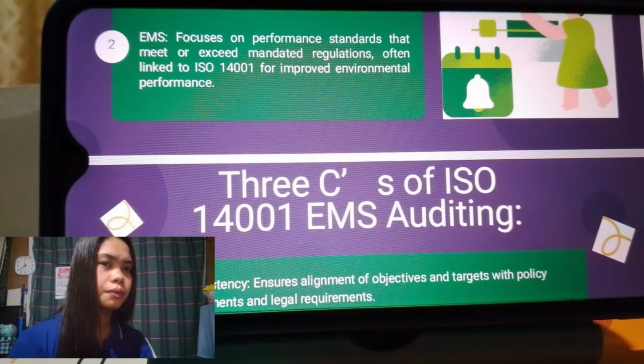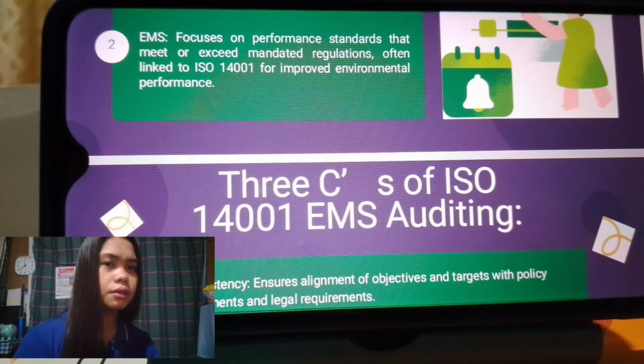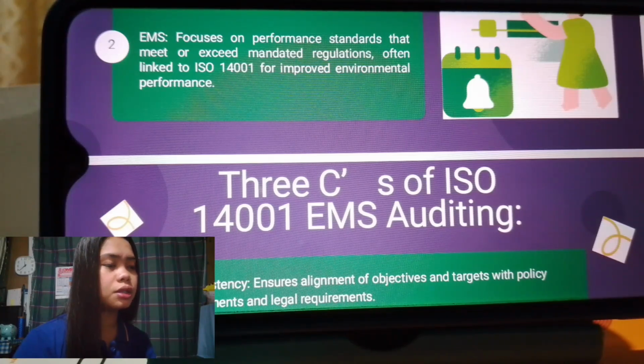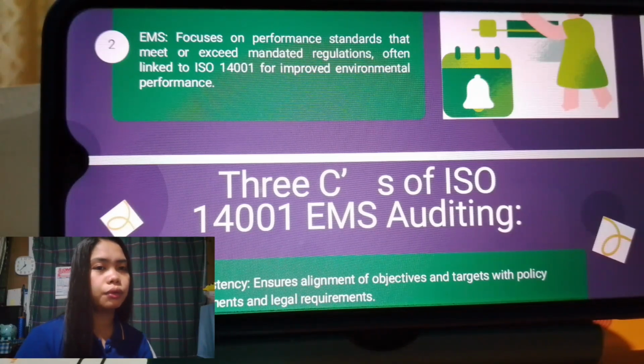And the EMS focuses on performance standard that meets or exceeds mandated regulation, often linked to ISO 14001, for improvement of environmental performance. With ISO, all countries discover and study what is good for the environment. For example, in our area, our DNR studies how to sustain our environment so that it does not erode or cause landslides, because here there is a lot of mining and our countrymen in the mountains are affected. That's some example of ISO, even for any company that conducts ISO.